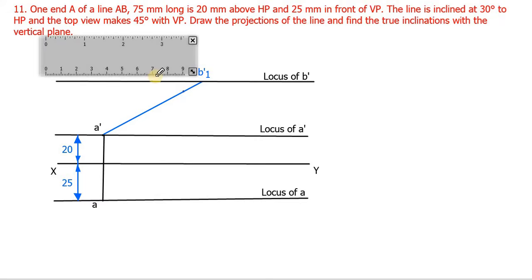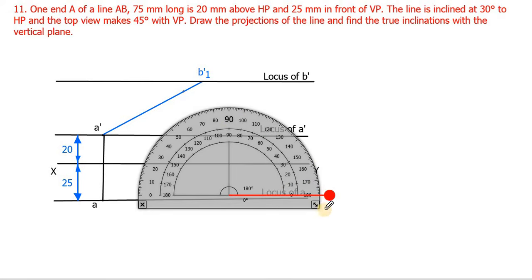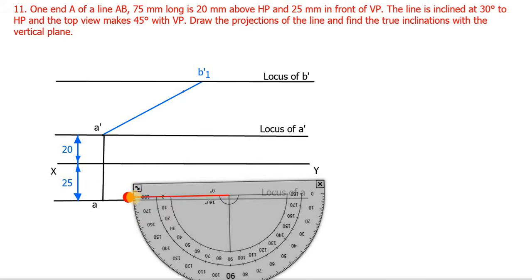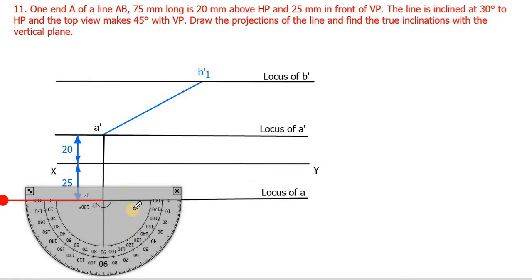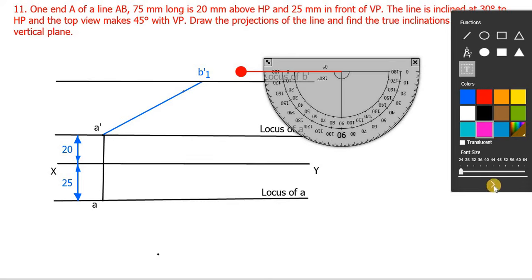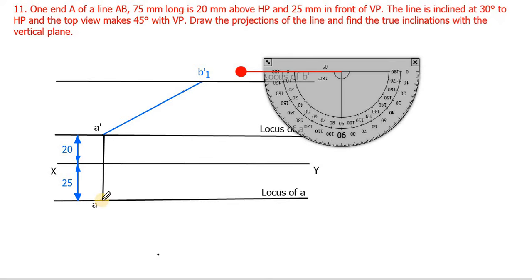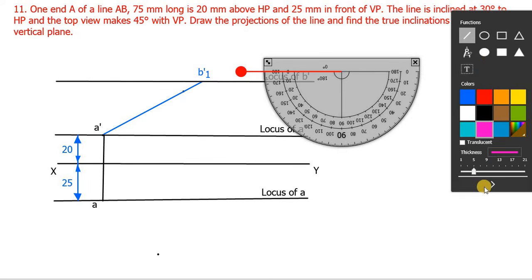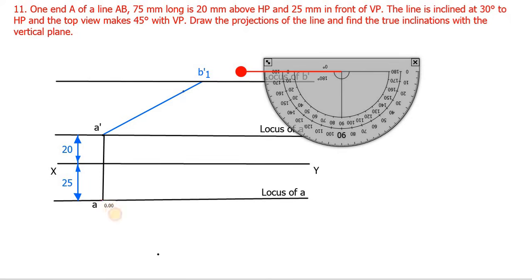Listen carefully. Take the protractor and rotate it with A as center at an angle of 45 degree. It will be somewhere here. So 45 degree, we can draw the top view. Since it is a top view, we can directly use an HB pencil. So I am just drawing the straight line crossing A and this point.